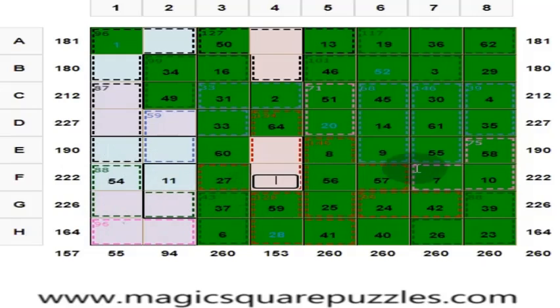And what do you get here? Here you put 38. If the answer is right, the color will change. So the color has not changed. Therefore the answer is not right. But that logic is right.